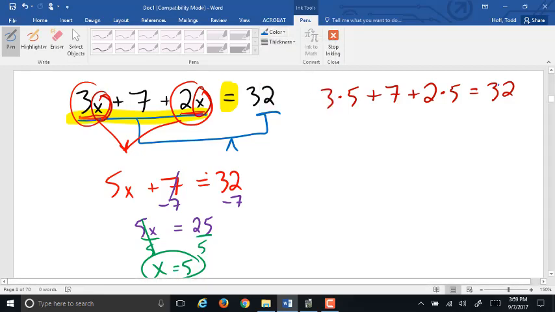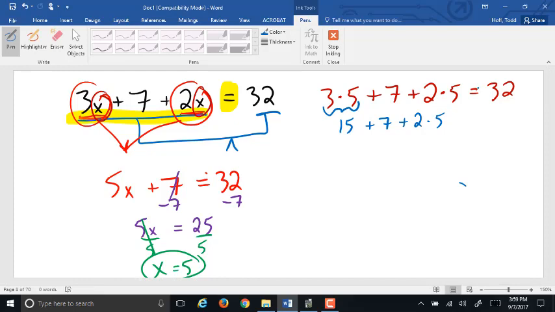So no enclosing symbols, no exponents. Multiplication, division, we're going to go left to right. 3 times 5 is 15. Notice I'm only working with what's on the left side of the equation. I can simplify or combine one side of the equation. I don't have to worry about the other side. Well, we still have the 2 times 5, which is 10.